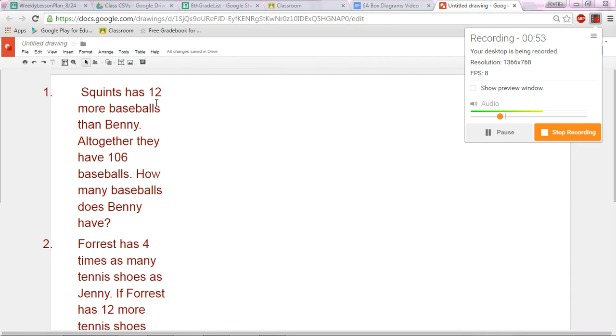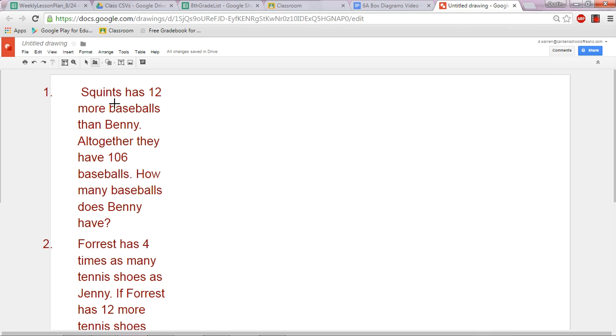Okay, so let's take a look at this problem. Squints has 12 more baseballs than Benny. Altogether, they have 106 baseballs. How many baseballs does Benny have? What we want to do here is identify the important information. Let's read this again. Squints has 12 more baseballs than Benny. That's pretty important information, so let's underline that. A good hint that this is important is the fact that it gives us a number. Altogether, they have 106 baseballs. That's important. And finally, how many baseballs does Benny have?